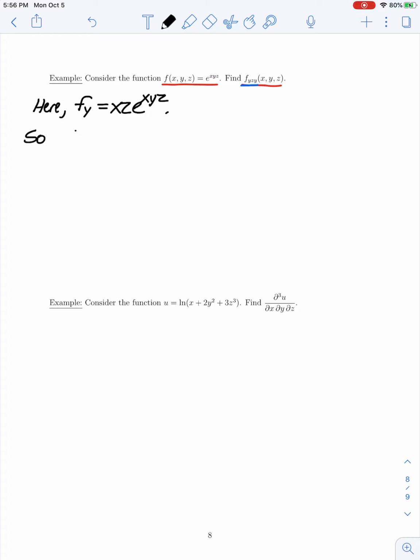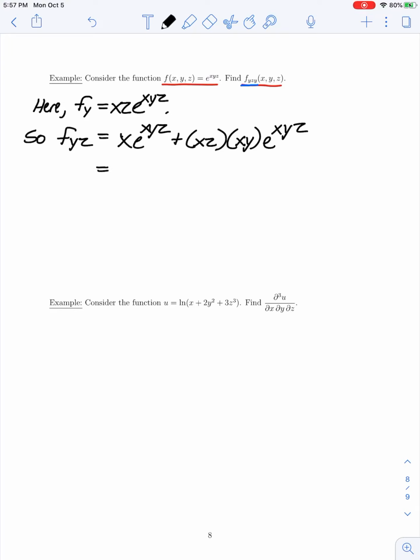So moving to the second derivative, f sub yz, well, we now need the product rule and the chain rule. So differentiating our first factor, xz, with respect to z, we would have an x times our second factor, we leave alone, e to the xyz, and then I would add x times z times the derivative of e to the xyz with respect to z, which would be xy times e to the xyz power.